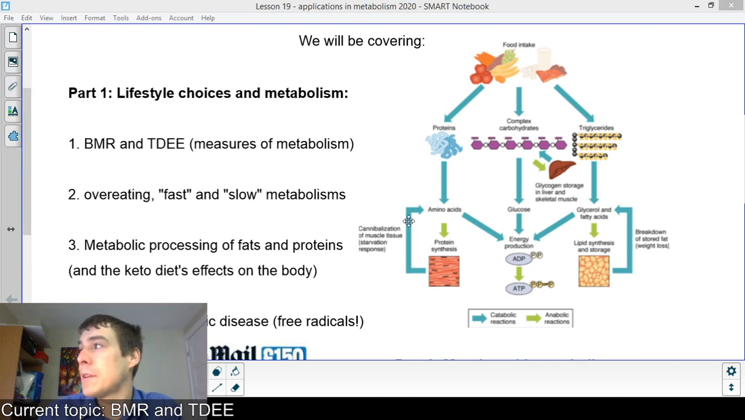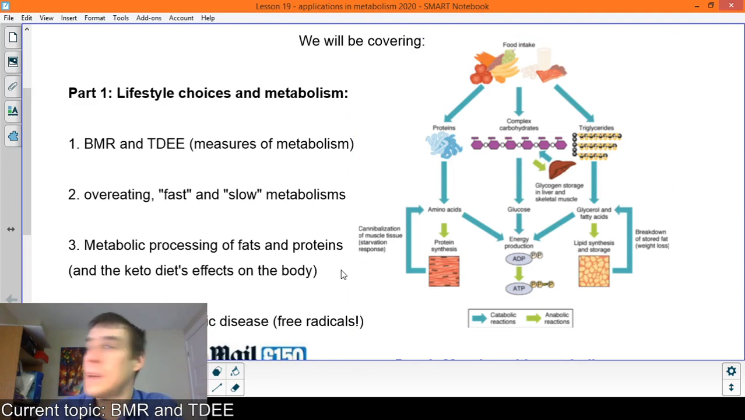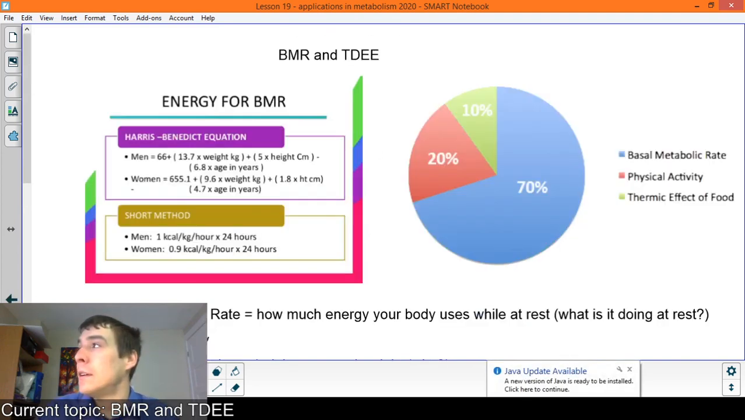There's our first topic, and that is the basal metabolic rate and the total daily energy expenditure and the difference between the two. We'll jump back to this diagram when we talk about the processing of fats and proteins, but it's a very good diagram to keep in mind, so we'll jump back to that. Okay, so let's talk about the basal metabolic rate and the total daily energy expenditure.